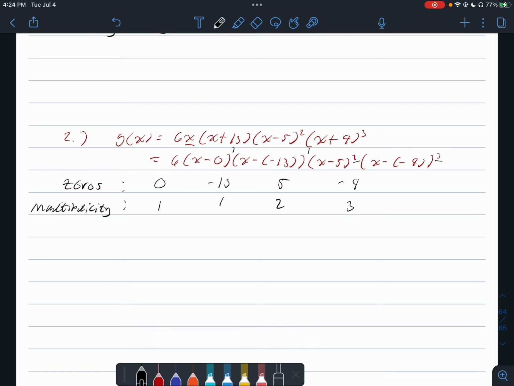So there we go. We found the zeros and the multiplicities of each of these zeros for these given functions.